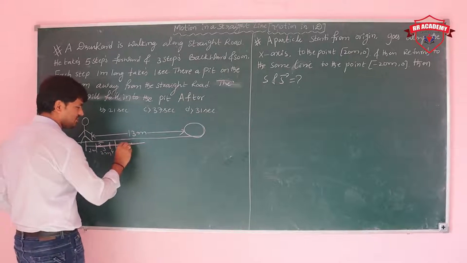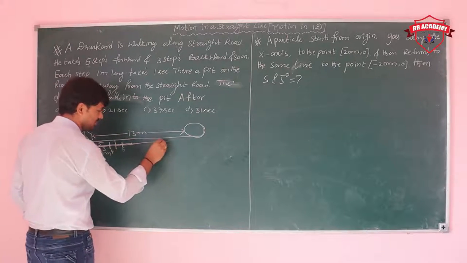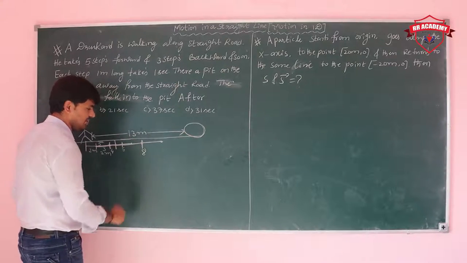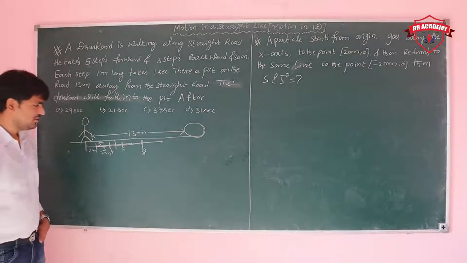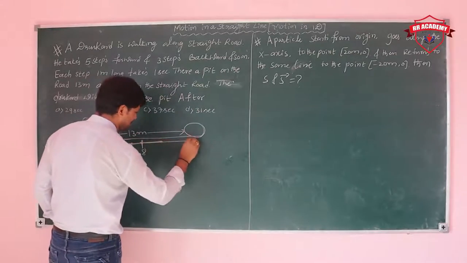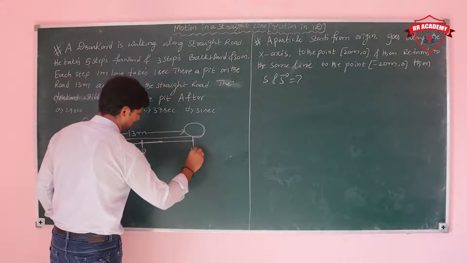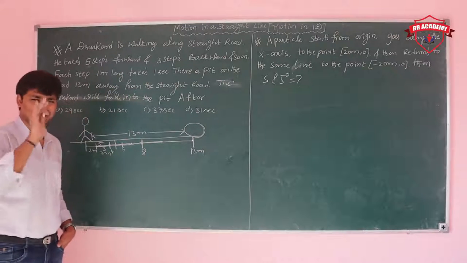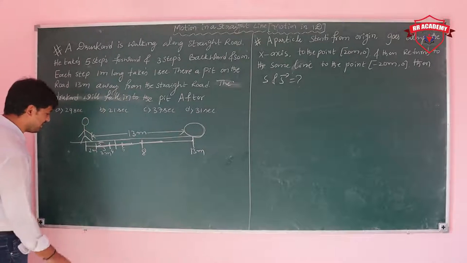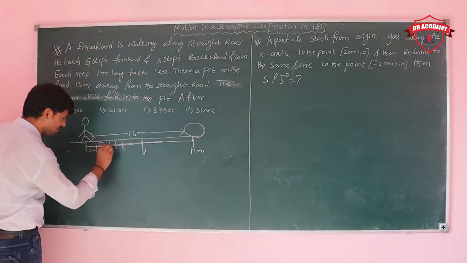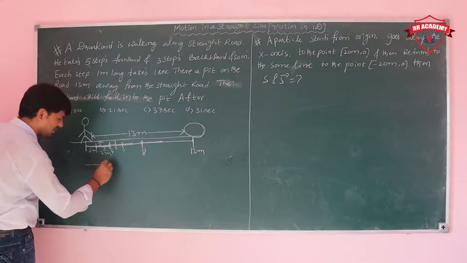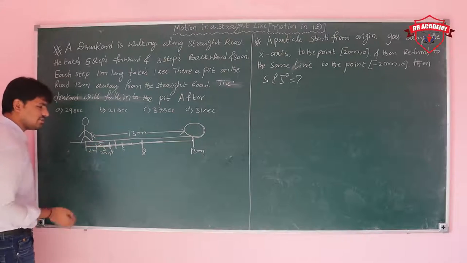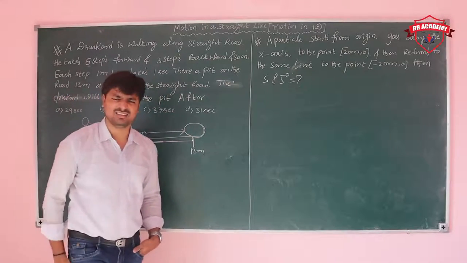And again 5 meters forward, 3 meters backward. Up to here it will be 8. And then 5 meters forward, how much will it be? 13. That is, he falls into the pit. So let's see here. First he is moving from here to here, 5 meters forward. How much time will it take? 5 seconds. And 3 meters backward, how much time? 3 seconds.